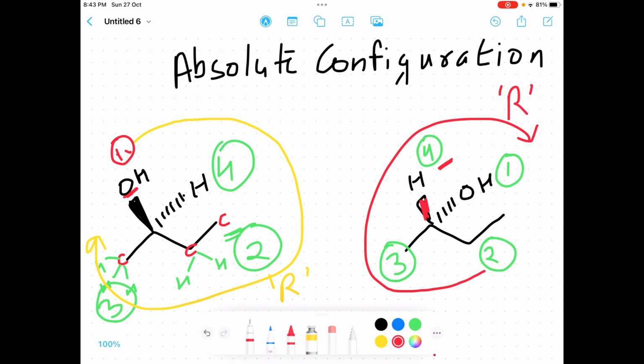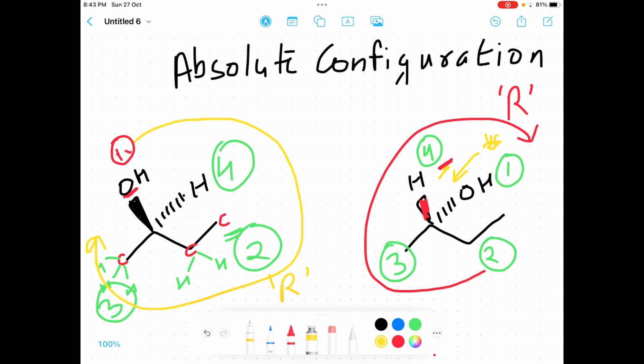But if we look here, number 4 is facing towards you, but the rule says that number 4 should be on the back. Now let's imagine that we are not looking from this side, we are looking from the other side of the paper or the other side of the screen. From that side, my OH will be on the front and the H will be on the back. In that situation, it will be just the reverse of this configuration.